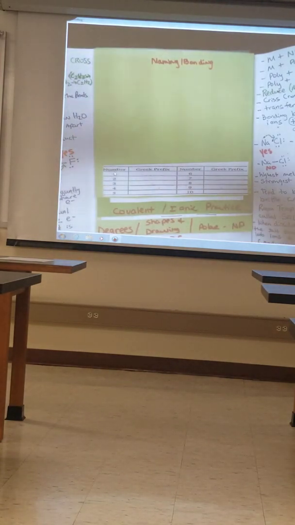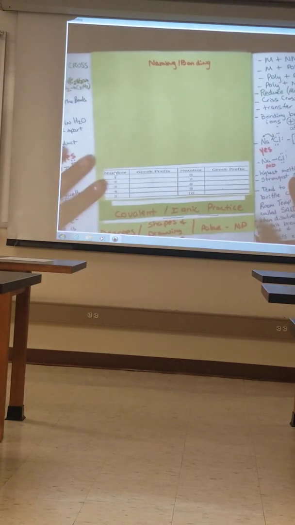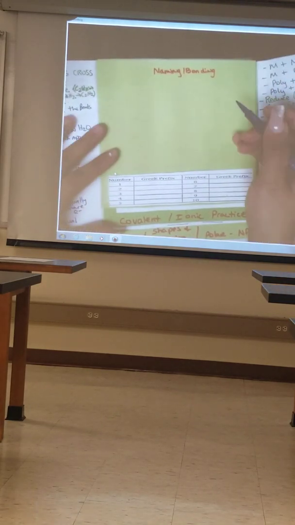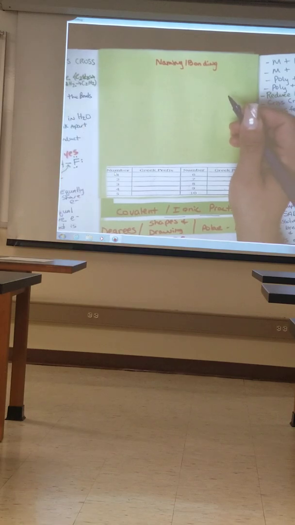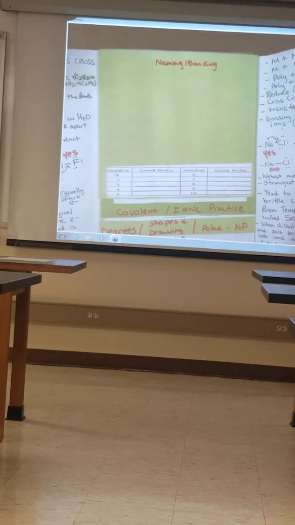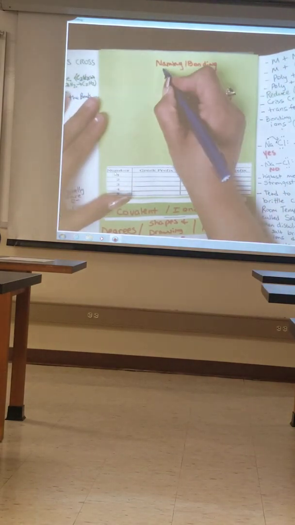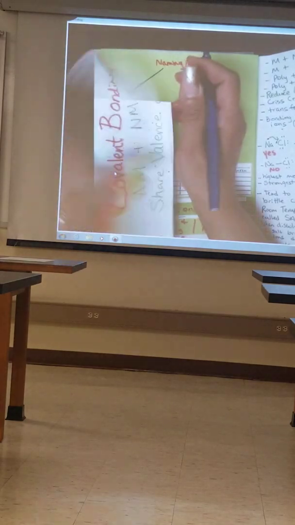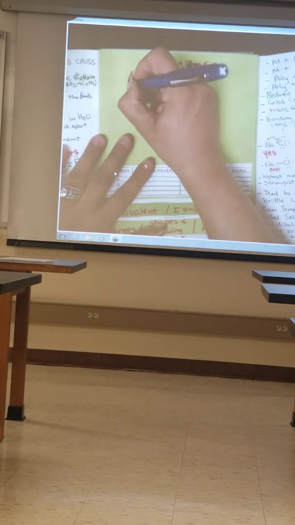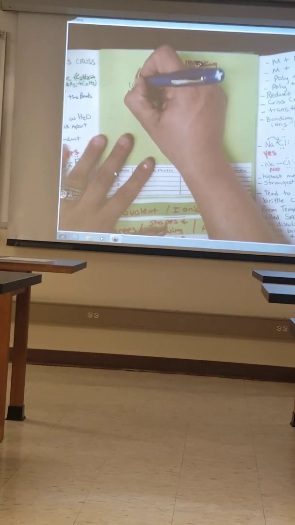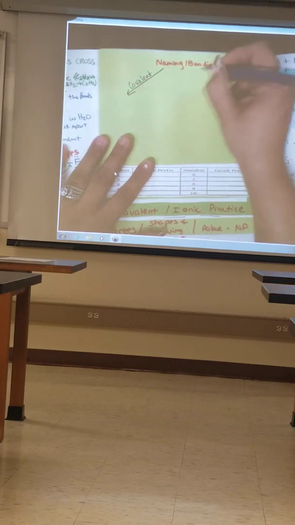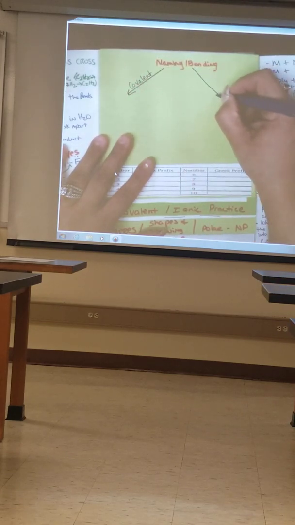So let's look at this part over here. Naming and bonding. So on naming and bonding, except for acids, pretty much you're either going to be, and what's on this side? Covalent, or you're going to be ionic.